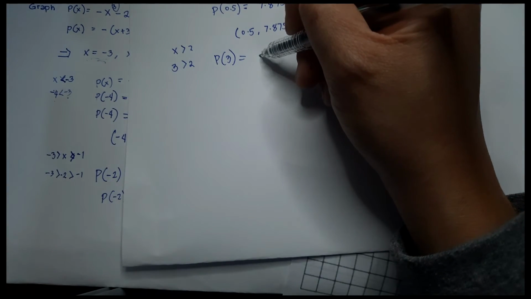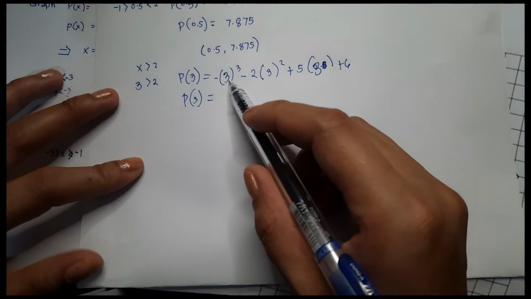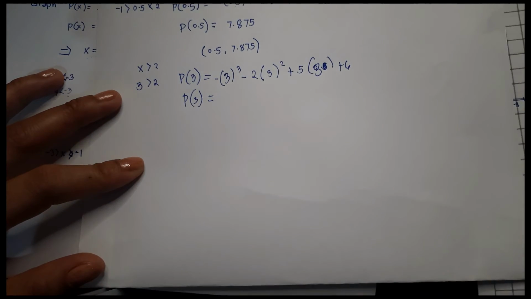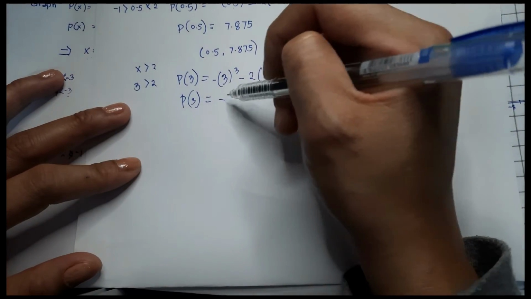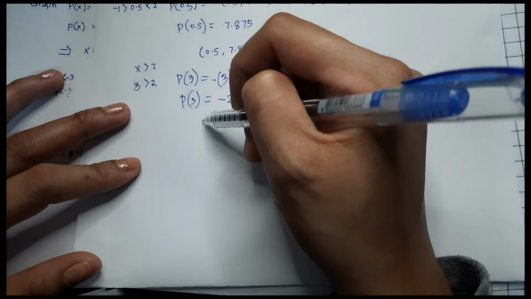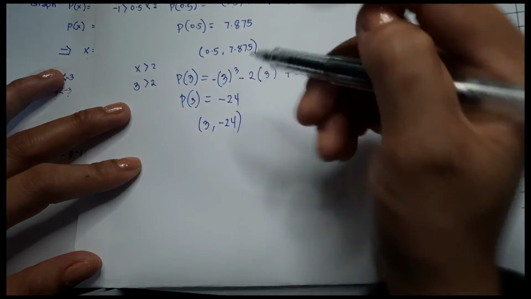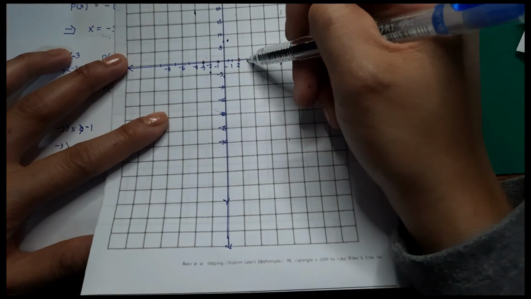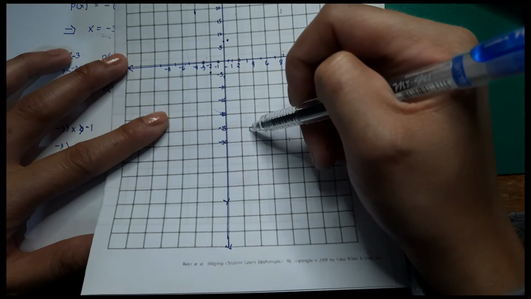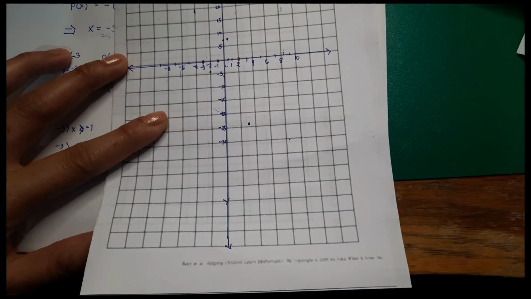So, we equate x. Okay? So, here, we replace x with 3. So, the answer is negative 24. So, our x is 3 and then y is negative 24. So, let's see where the arrow is. Here. So, 3, we are down here, negative 24 is here. Okay, so this is it.